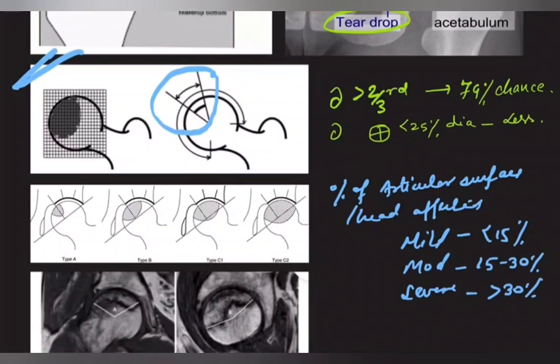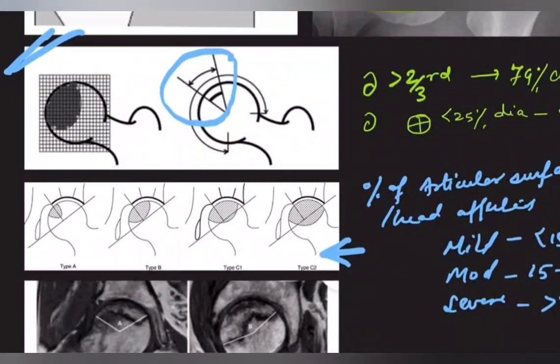Next is how much of the weight bearing portion is involved, and this is given by the JIC classification. Here we have divided the femoral head into thirds, using the same line, the acetabular edge and the teardrop. This is the weight bearing portion. If the lesion involves less than the medial 1/3 of the weight bearing portion, then this is type A. Then type B is less than the medial 2/3.